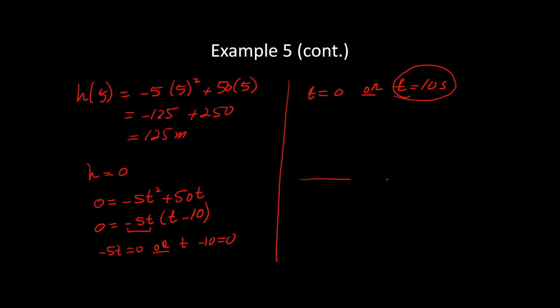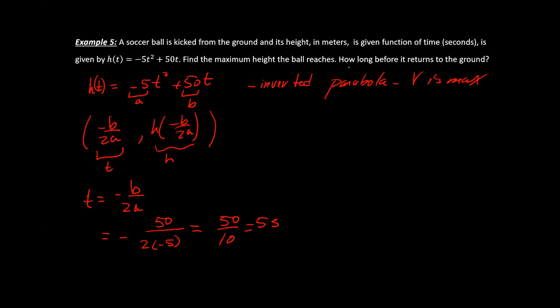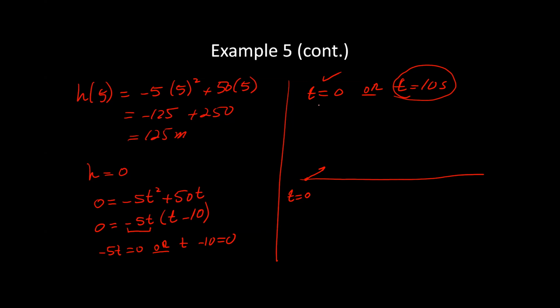Obviously, we'll take this one, because that's the later time. So here's the situation. Here's the ball being kicked from ground level. At t equals 0, it is on the ground. That's what that represents, because again, they told you a soccer ball is kicked from the ground. It goes up, comes down right here. It takes 10 seconds to get there. And it goes to a height of 125 meters.